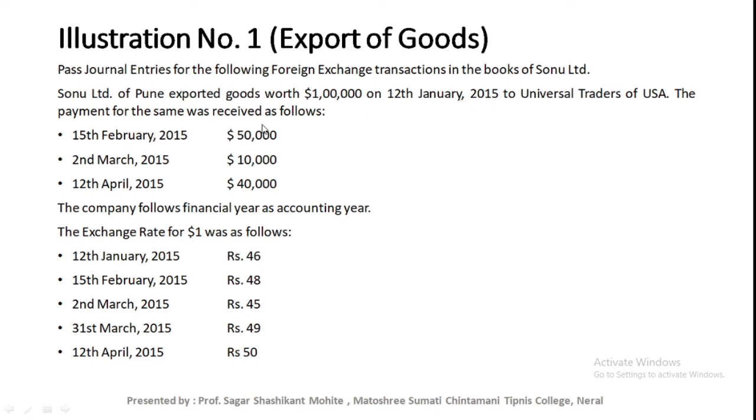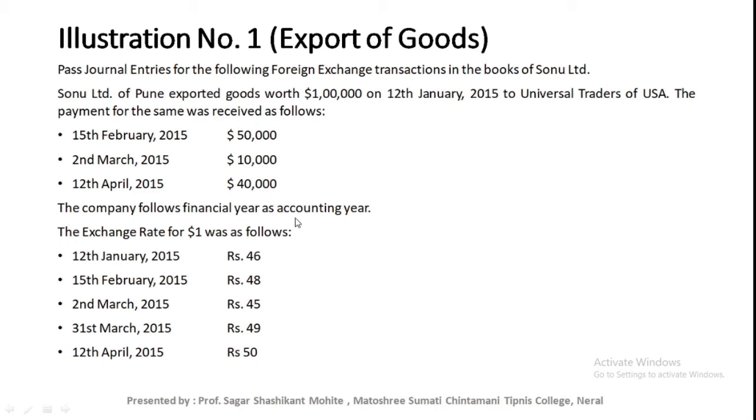The payment for the same was received as follows. That means these goods have been sold by Sonu Limited on credit basis to Universal Trader of USA, and the payment will be received on the following dates. They have provided the dollars also: on 15 February we will receive $50,000, on 2nd March $10,000, and the remaining on 12th April, that is $40,000.